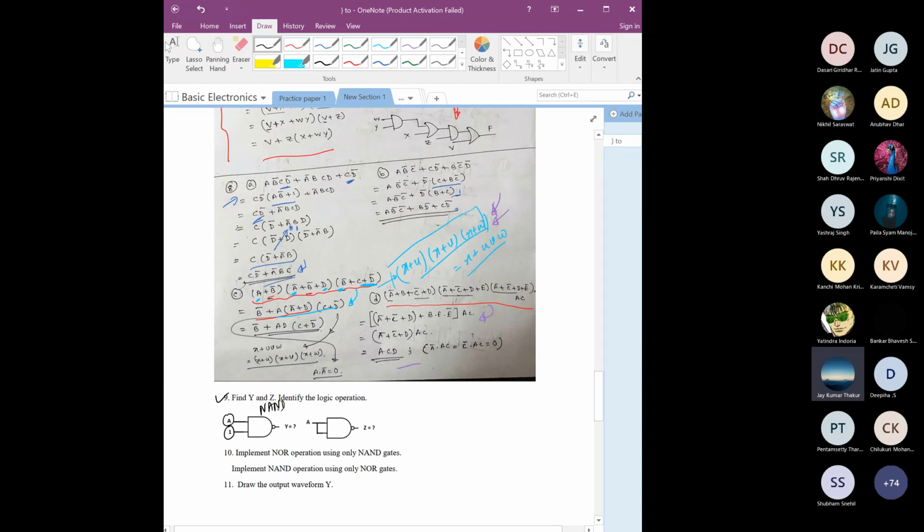A complement, A bar. Okay, how are you getting that it will be A bar? A intersection 1 is A, and then its bar will give A bar. Okay. So basically you can also think from its truth table, right?